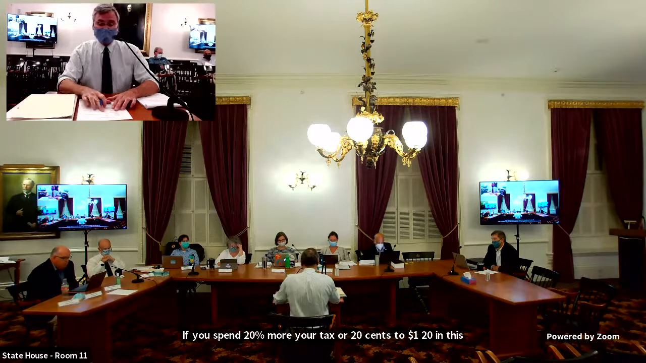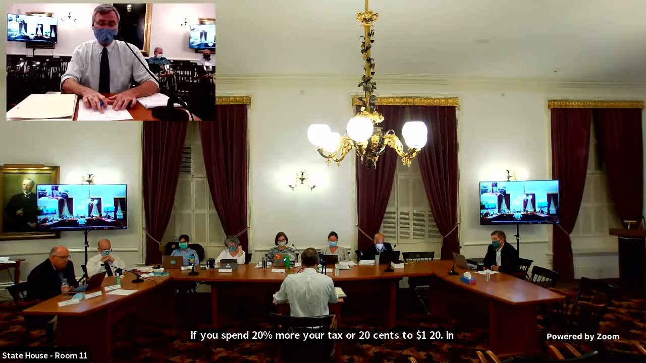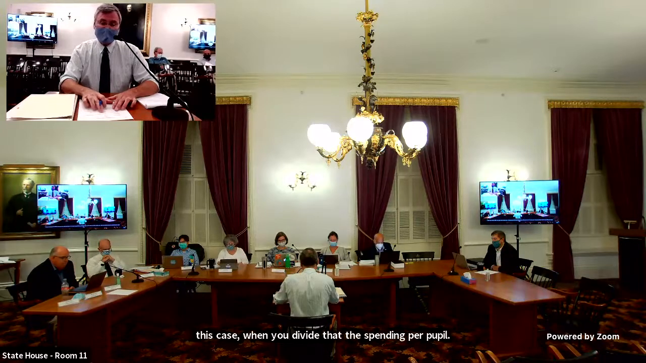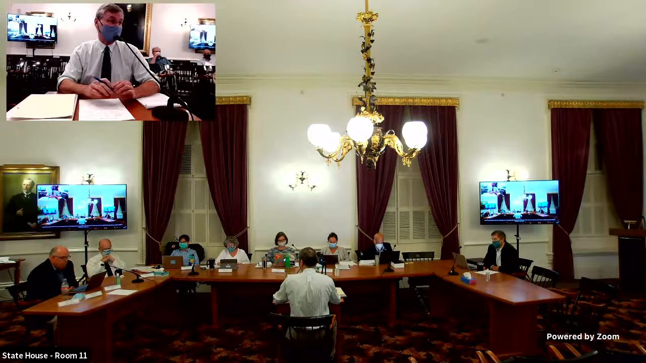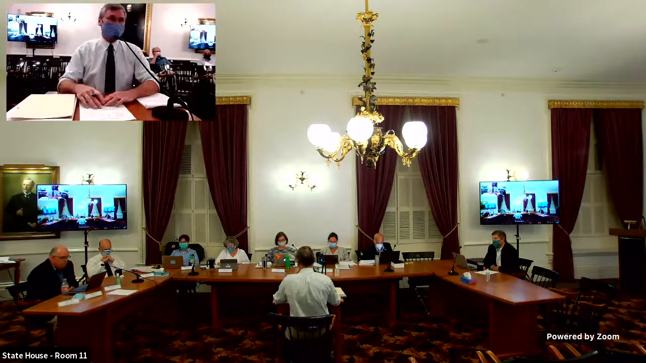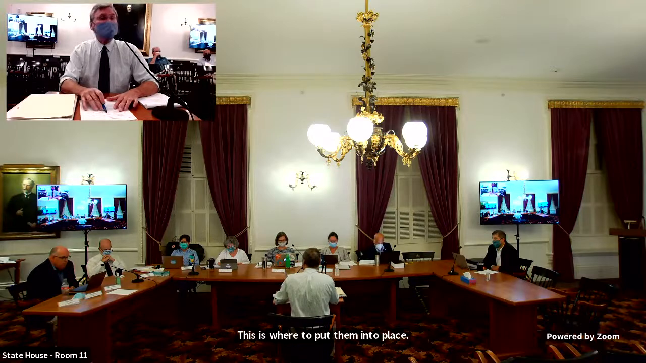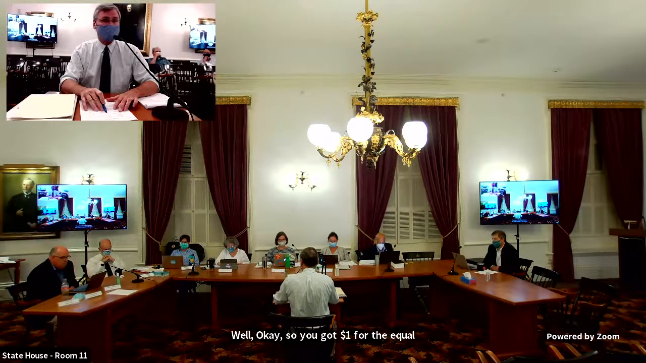In this case, when you divide the spending per pupil, line 5, by line 6, that $15,844 divided by $11,317, you get $1.40. This is where the manipulated numbers come in well. Okay, so you get $1.40. The equalized homestead tax rate for this school district is $1.40.